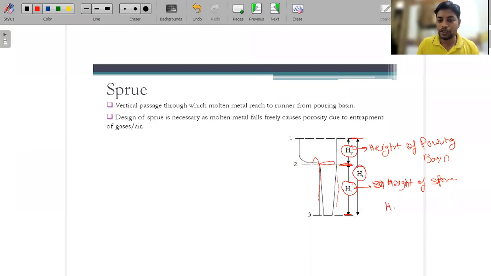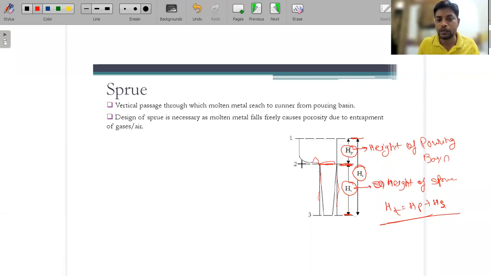Okay, so this is HT will be equals to HP plus HS. Please, you can also write in this terminology. Okay, so now here I'm applying the Bernoulli's equation, because I just want to design this one, that is the sprue. So let's design it.